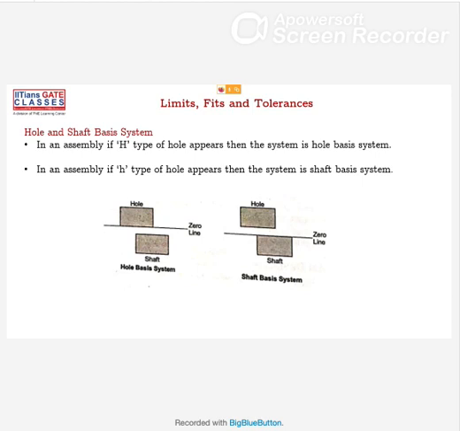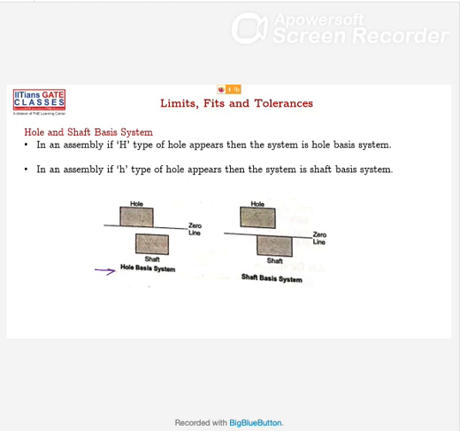So in the hole basis system, the lower limit of the hole is directed to the zero line. It means that the lower limit is zero and the upper limit of the hole is something else. So this is called the hole basis system. In an assembly, if an H type of hole appears, then the system is called the hole basis system.